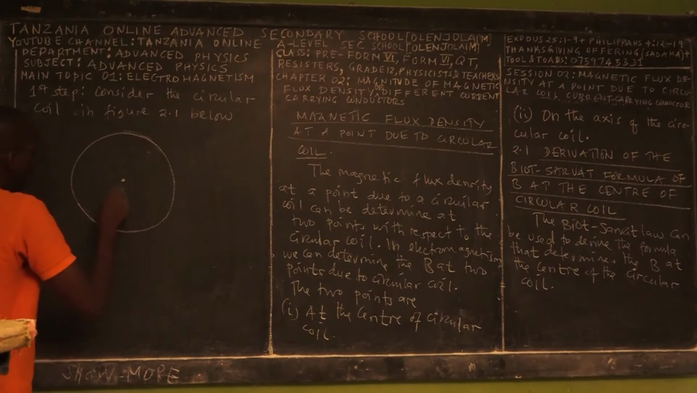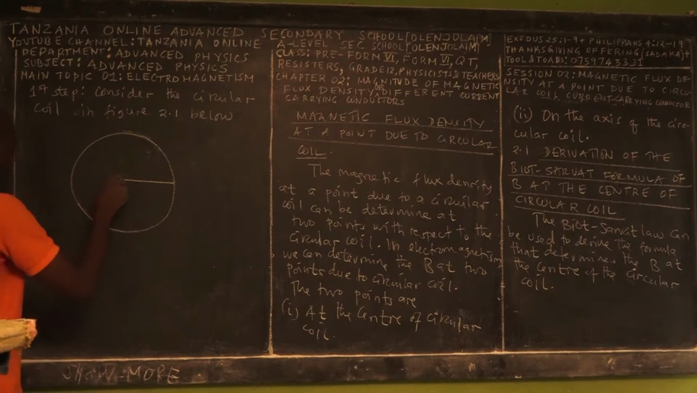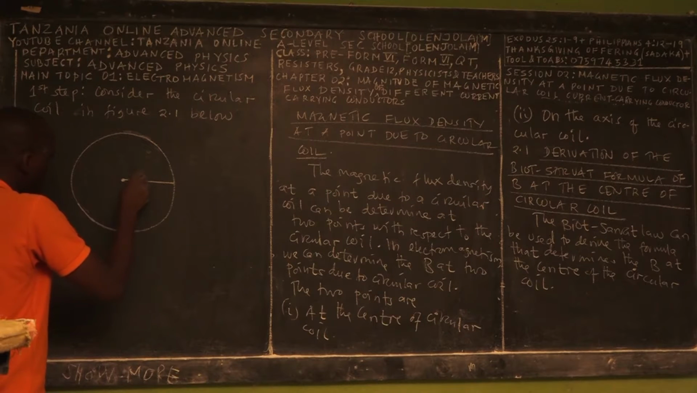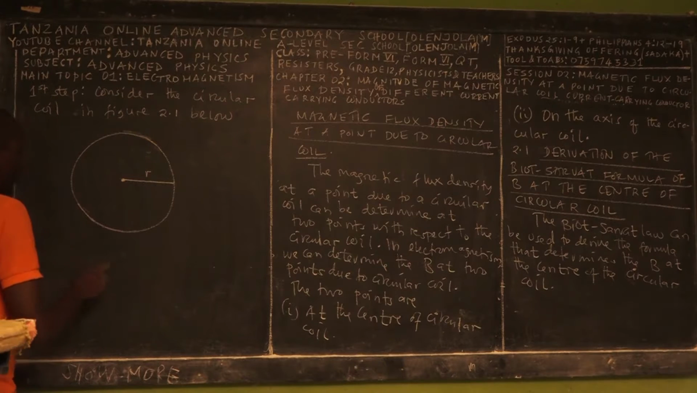The circular coil, at this moment we can consider it with a single turn. In this circular coil, we have a constant radius, we call it R. This circular coil is carrying current, which we call I. Because it's carrying current, it generates a magnetic field.